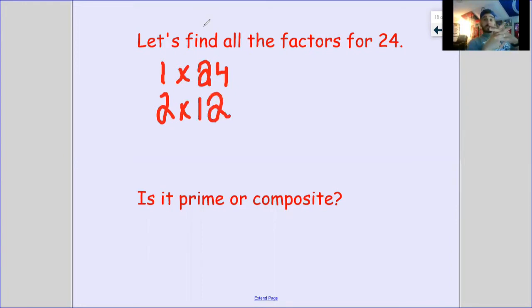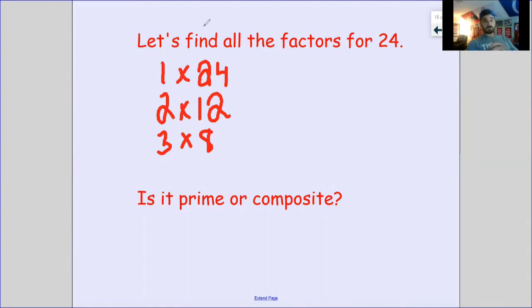Still got to try all those numbers that fall between 2 and 12. So I would try 3. 3 times something is going to give me 24. Either list your multiples or divide 24 by 3 to see how many times it goes in, and it would be 8. Still not done, y'all. Try every number between 3 and 8.